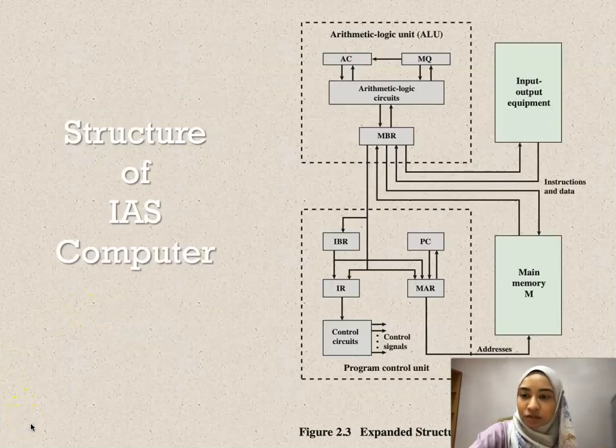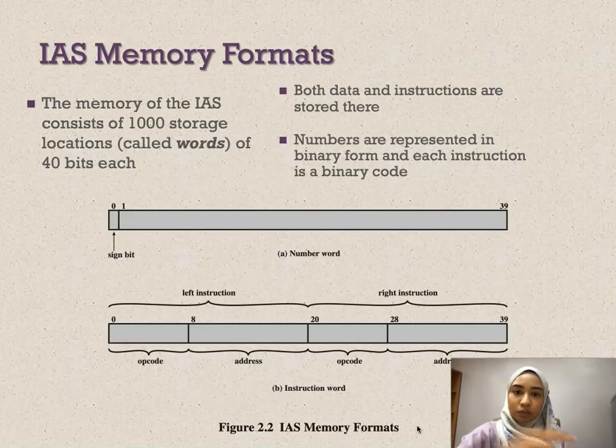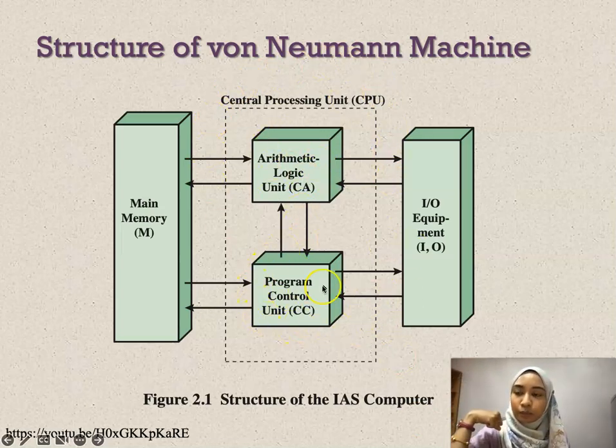Okay, so the IAS structure that I showed you earlier was the basic one. If we were to expand it, we still have the main memory, and we have the input-output equipment, and the CPU is very much extended, right? It's blown up. So we still have the ALU and the program control unit, and these two are under the CPU. Let's look back at the basic one. So this is your CPU over here. You have your ALU and you have your program control unit.